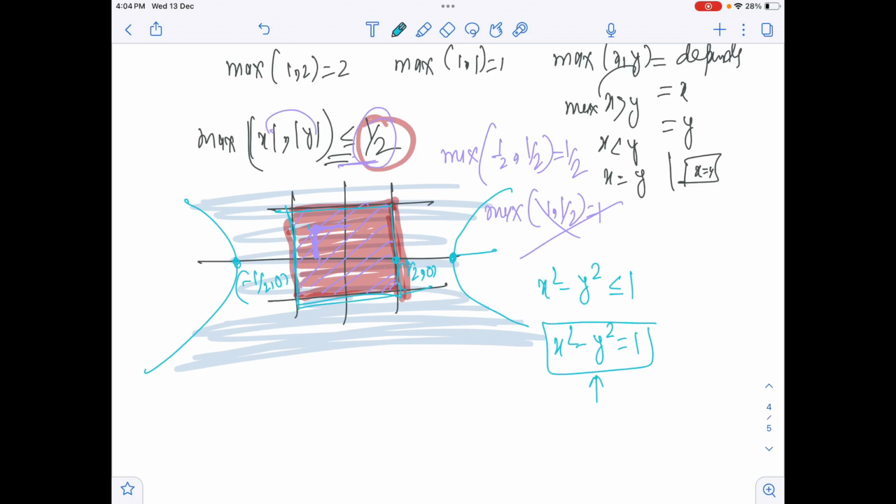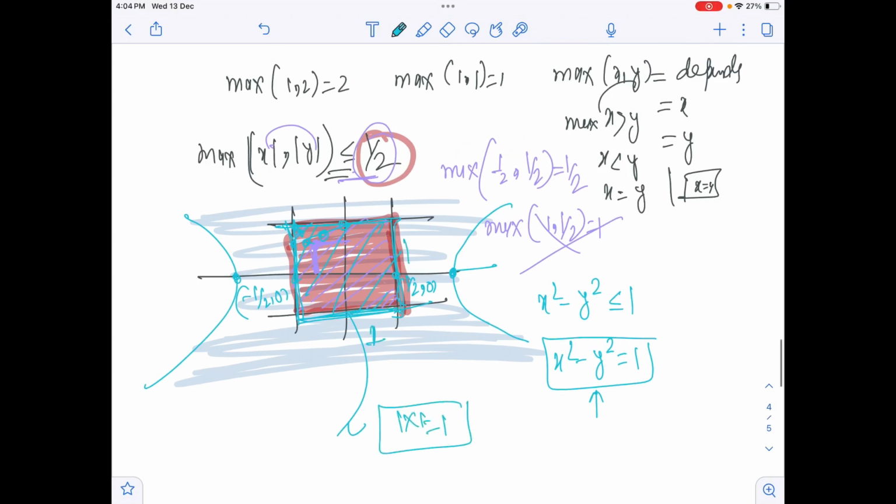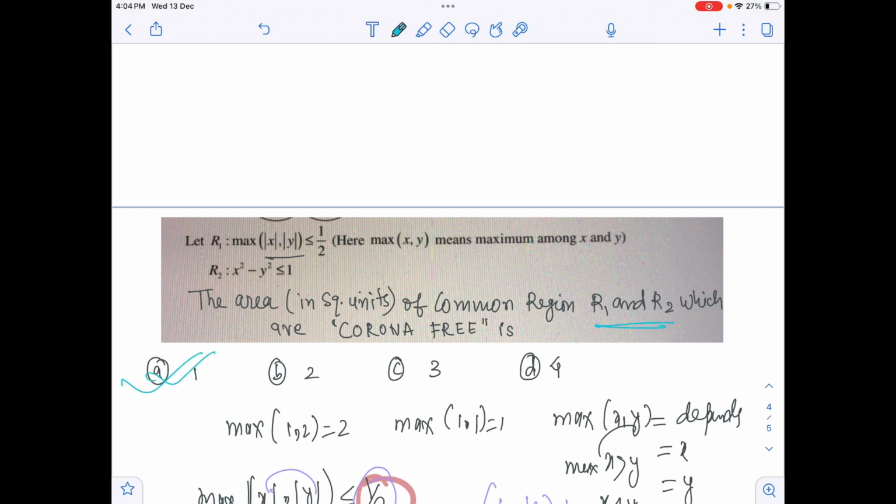So of course this entire region is corona free, because this square, you can think if I pick up any 2 points, the third point has to be there, right? So it is just this area, which is nothing but half plus half, 1 into 1, that will give 1. So the answer is 1. This was still a good question on the application of this corona free region.